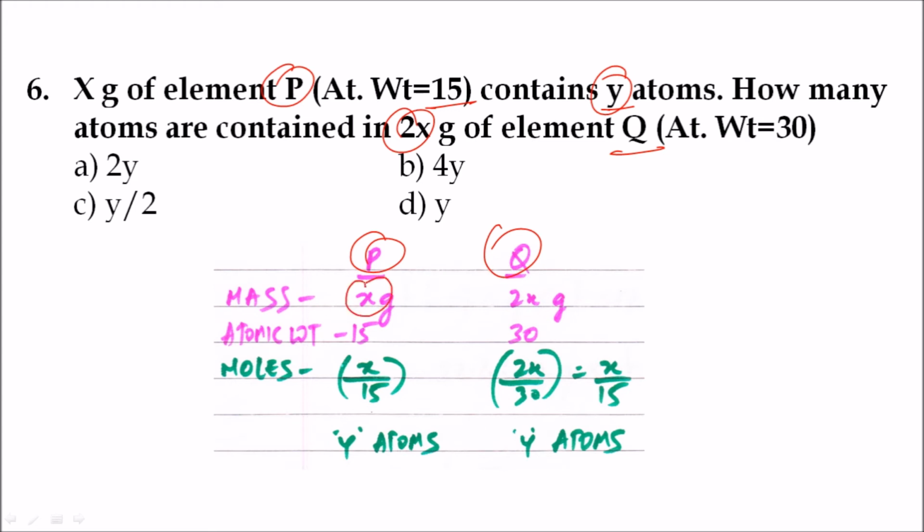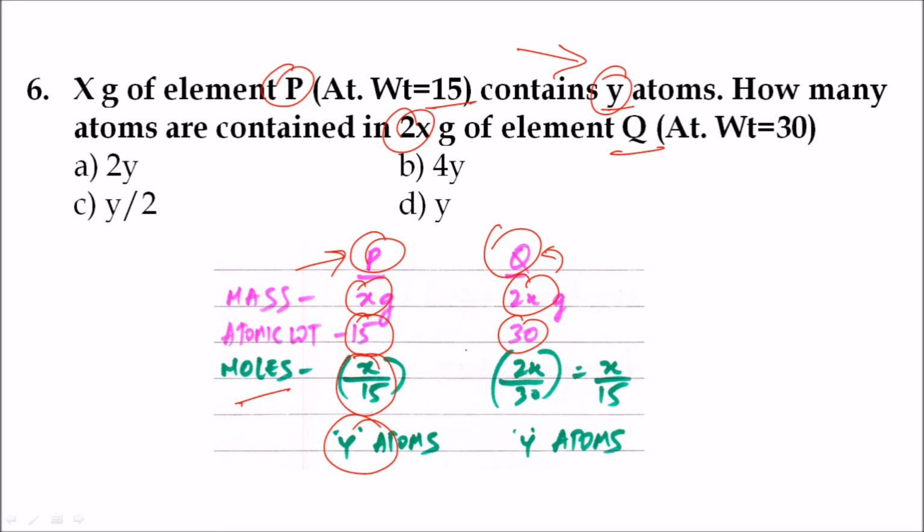Mass is given, right? X gram of element P, right? And 2x gram of element Q. Atomic weight is also given, right? 15 for P and 30 for Q. Now we can easily find number of moles again, mass by atomic mass. So we can take x by 15. This is number of moles of element P. Okay, and x by 15 moles of P is having Y number of atoms. Okay, it's given here, right? In the problem it will be having Y atoms.